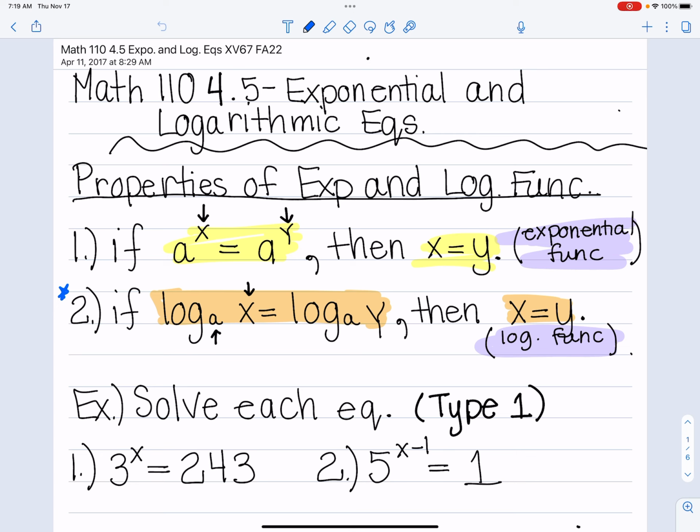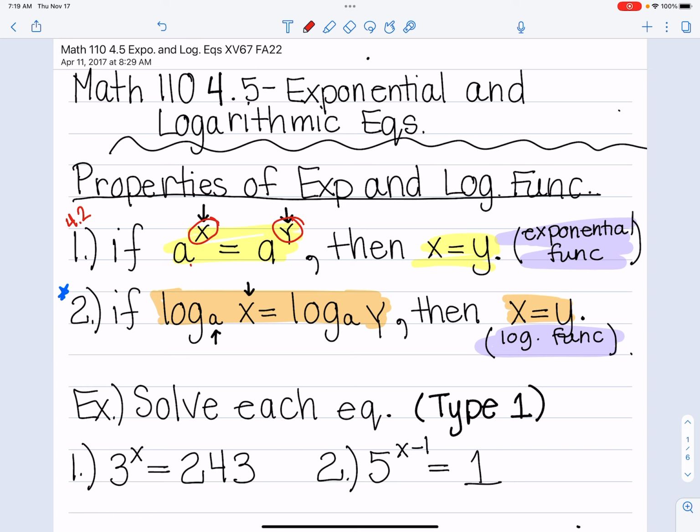Number one right here is the property that I gave you in 4.2 when it dealt with exponential functions. Remember the rule: if I have two exponential functions with the same base and they're equal to each other, we can set the exponents equal to each other.